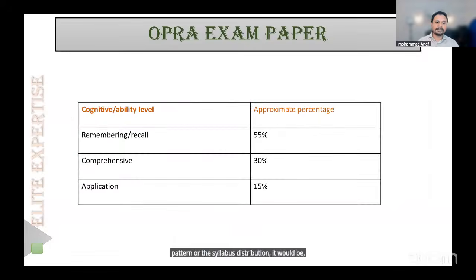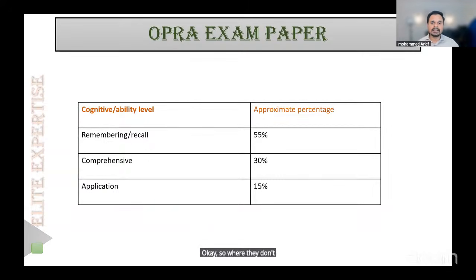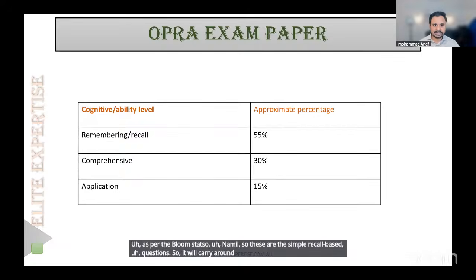Now, when it comes to the type of questions you will get, around 55% are recall-based questions. Recall means remembering; you can easily remember these. They don't ask you any difficult level questions. They are simple, as per Bloom's taxonomy. These are simple recall-based questions, and they carry around 55% weightage.